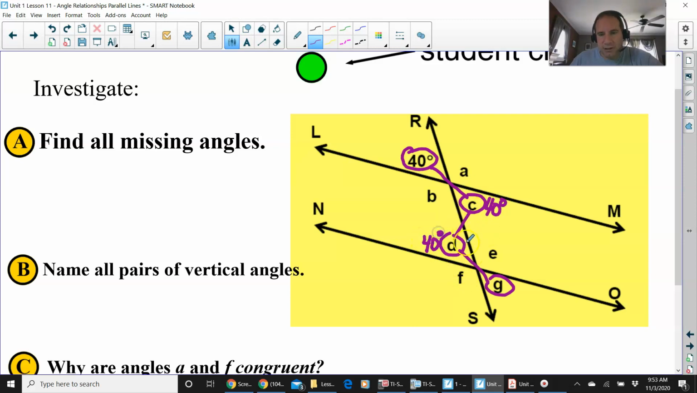And plus this is an acute angle. The last acute angle is G. D and G are vertical angles. This is 40 degrees. Find all missing angles. Angle C equals 40 degrees. Angle D is 40 degrees. Angle G is 40 degrees.